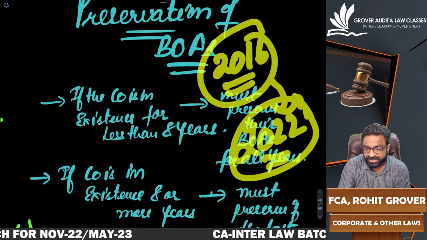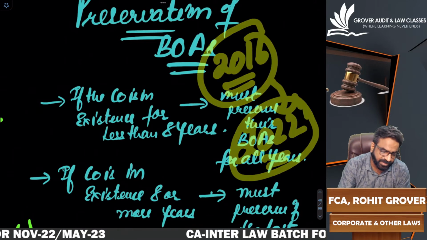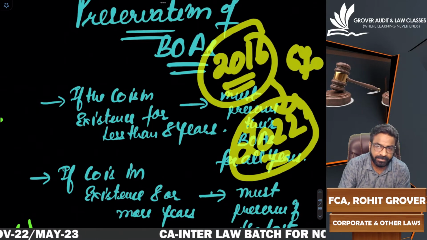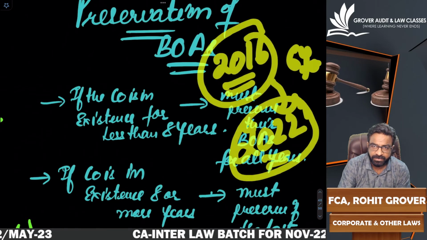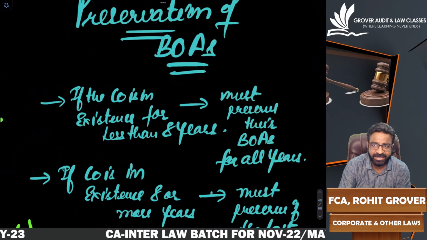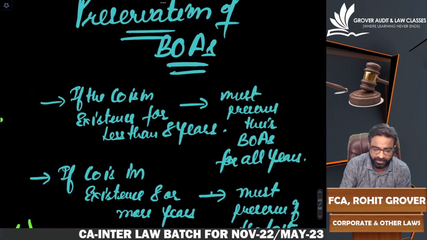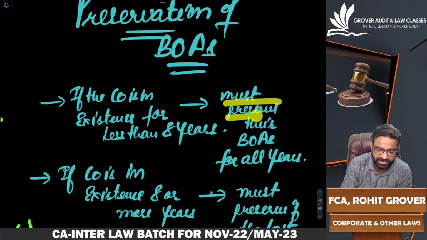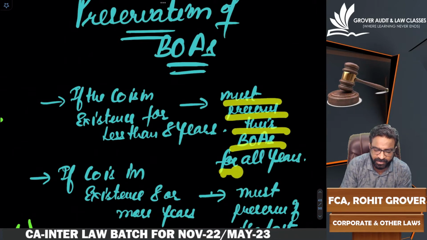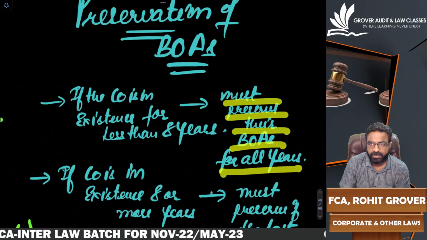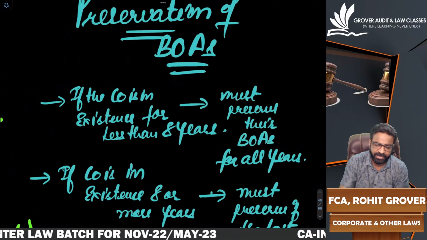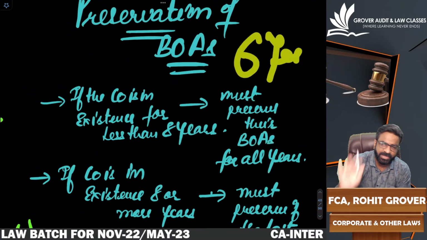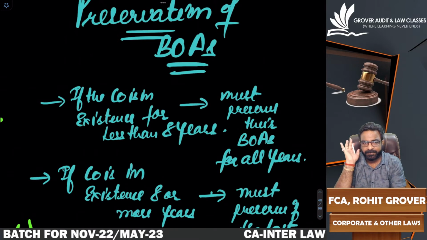In 2016 to 2026, what is the age of my company? 6 years? Yes or no? Yes, sir. Is it less than 8 years? Yes, sir. So what is the answer written? Must preserve their books of accounts for all the years. Must preserve. It means all the 6 years of books of accounts should be kept in my office. Am I correct? Yes, sir.